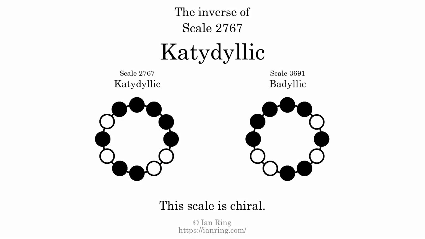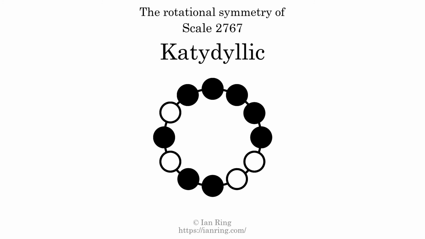The inverse of a scale is a mirror image. It is what you get when the sequence of intervals is reversed. The inverse of this scale is scale 3691, also known as Katydyllic. This scale is chiral. It cannot transform into its inverse by rotational transformation. This scale has no rotational symmetry.